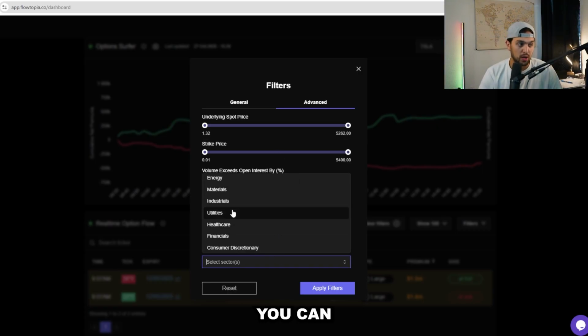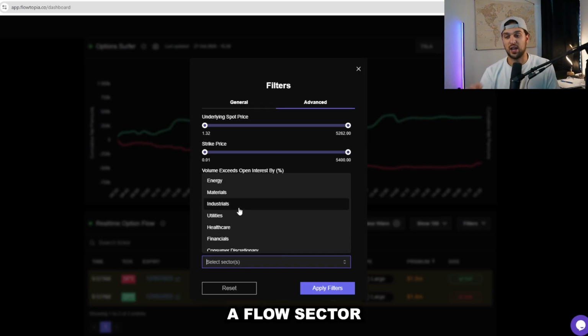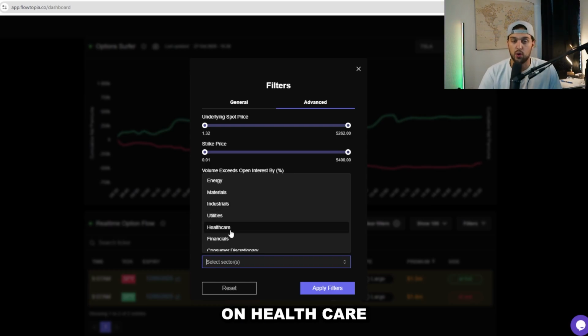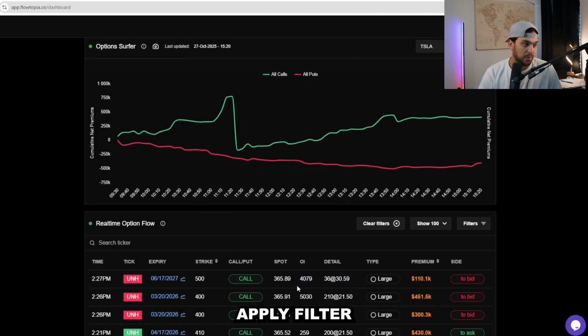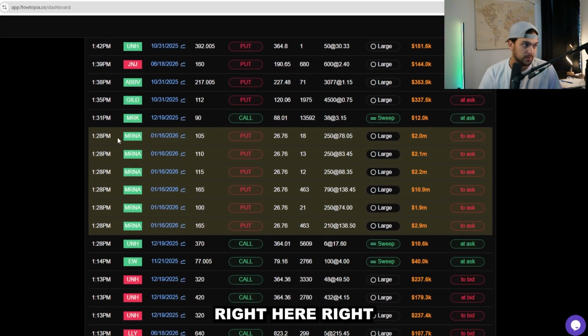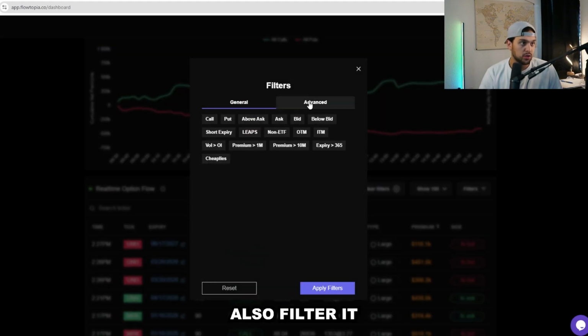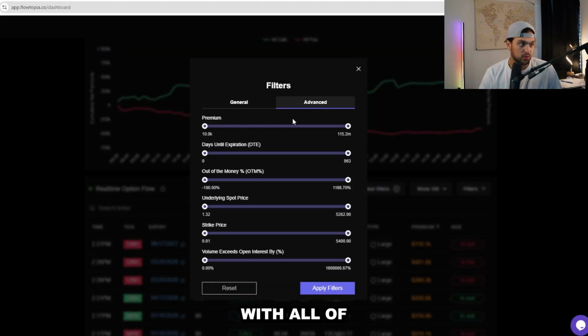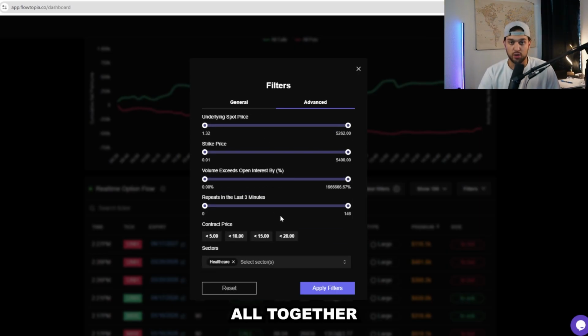So you can select a flow sector. If you want to see the flow on healthcare, we can click it right here, apply filter, and you can see United Healthcare. You can see all these right here, right? Moderna, you see a lot of flow right here on Moderna. But you can also filter it with all these generals, with all these advanced, and put it all together and mesh it all together based off of your preference.